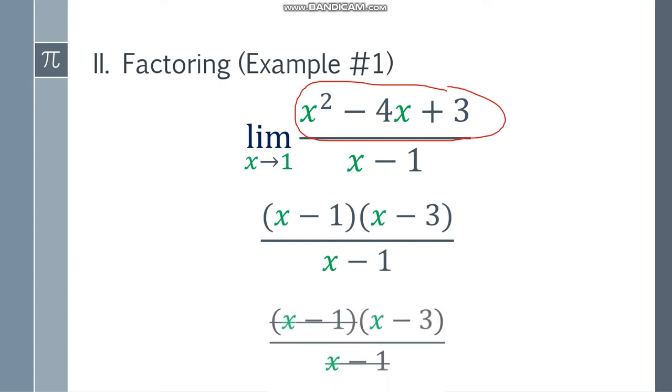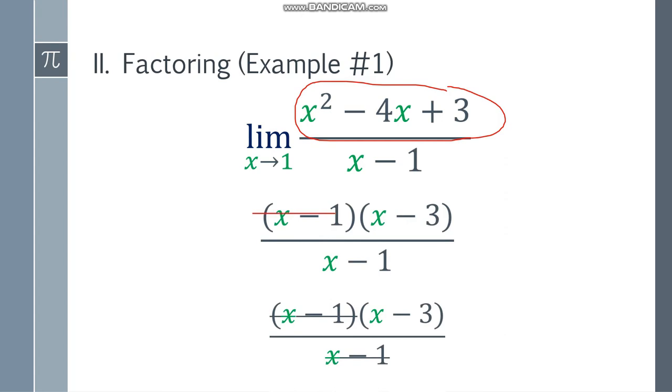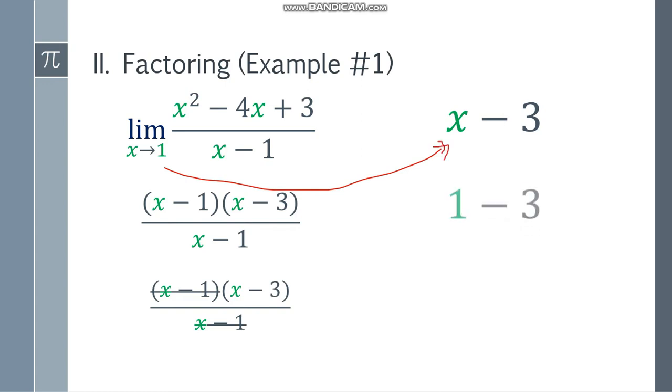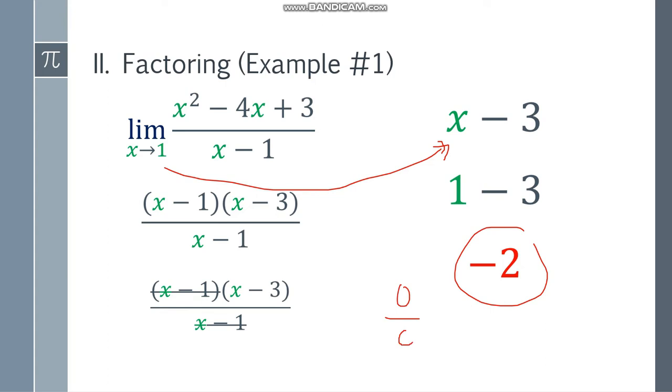So dahil na-factor mo na siya, pwede tayong mag-cancel itong x minus 1. So ito na yun. Ang matitira ay x minus 3. So dahil natira na siya, substitute mo na yung 1. So 1 minus 3 is equal to negative 2. Ito na yung final answer natin. At least, hindi na siya 0 over 0. Nahanap na natin yung limit. We just have to find another method. So, hindi lang pwedeng direct substitution.